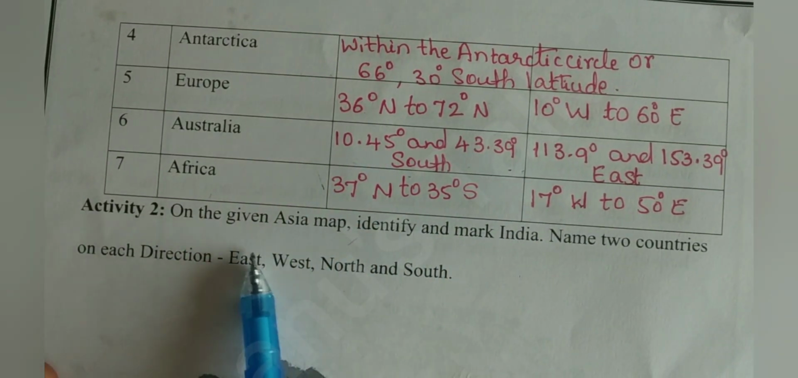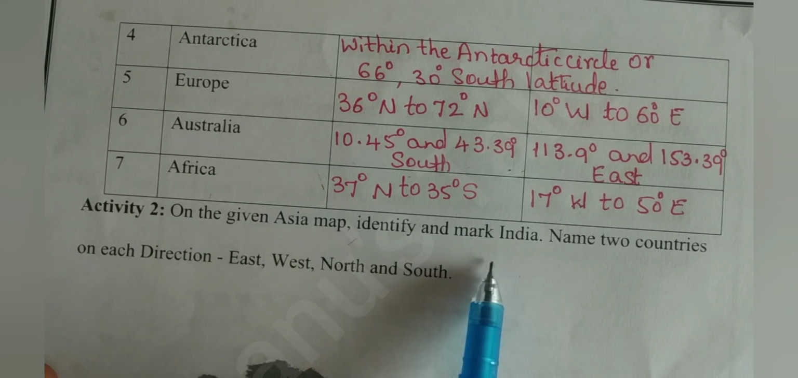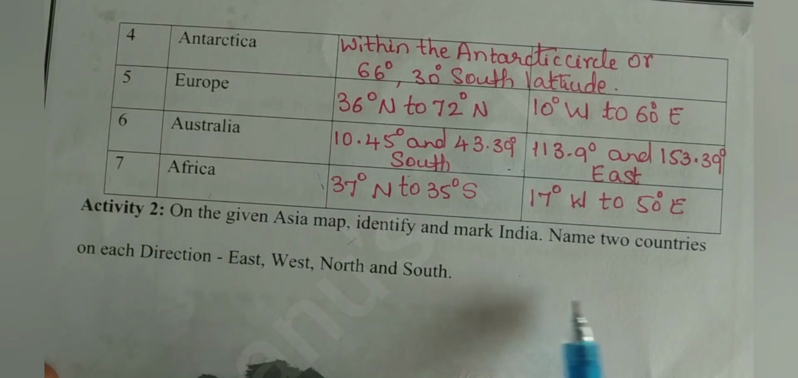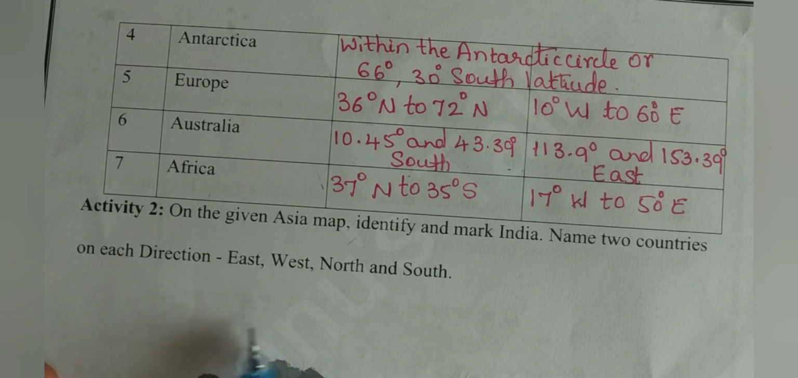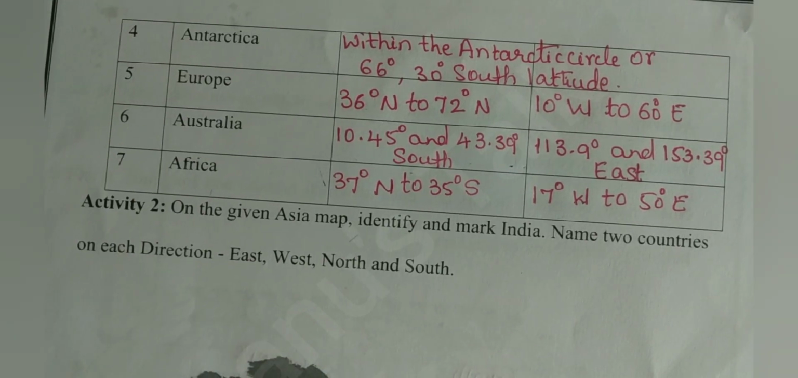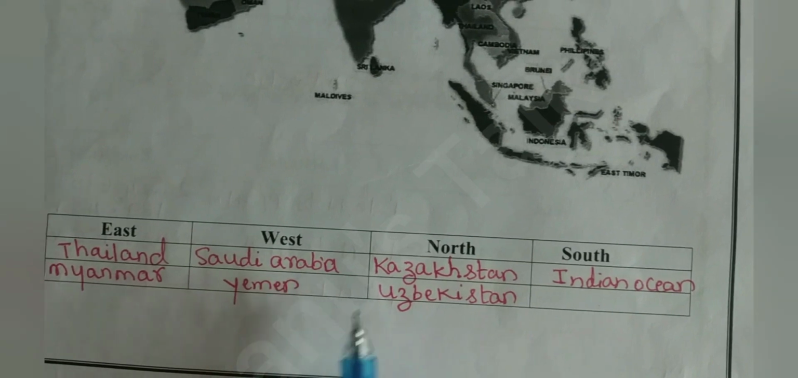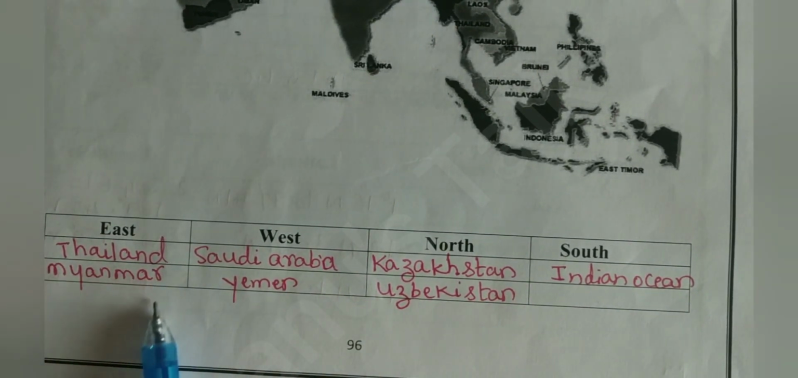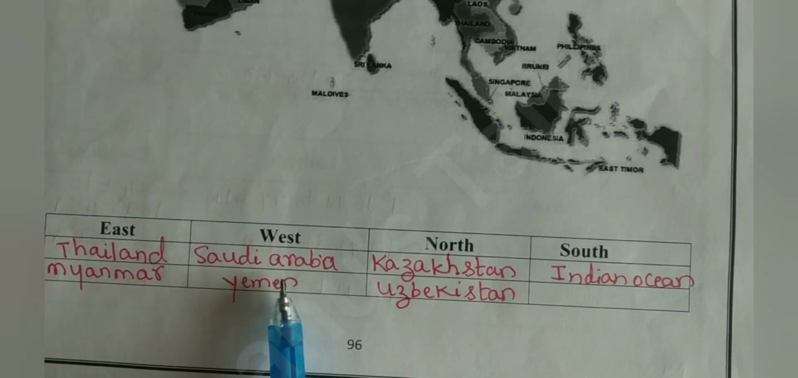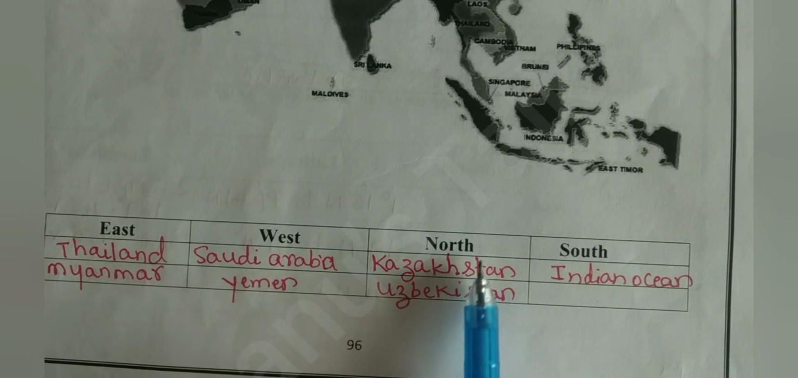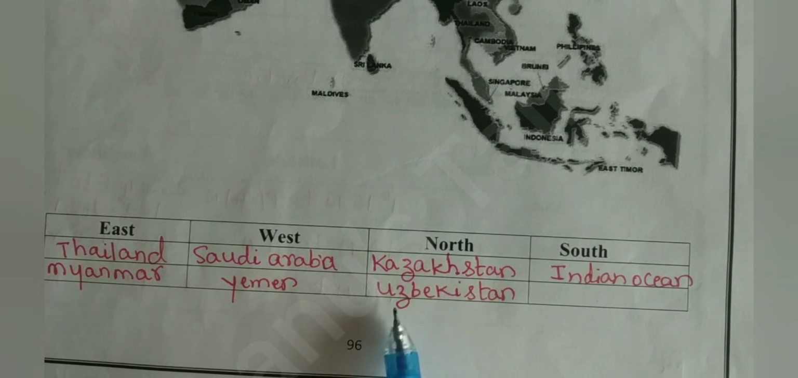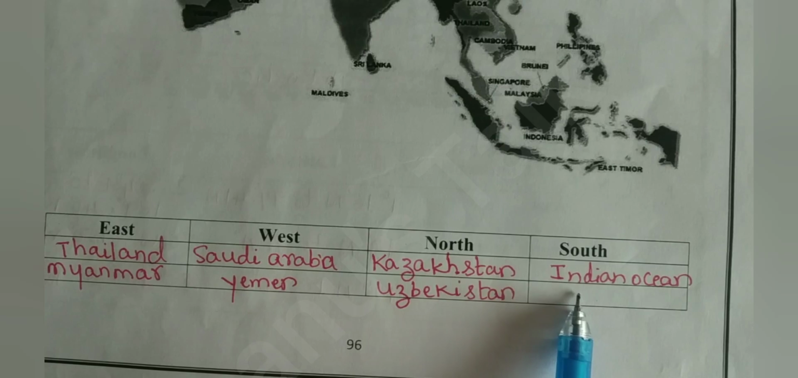So on the given Asia map, identify and mark India. Name 2 countries in each direction: east, west, north, south. So you have to mark it in this. India is here, right? East: Thailand, Myanmar. To the west: Saudi Arabia, Yemen. North: Kazakhstan and Uzbekistan. To the south: Indian Ocean.